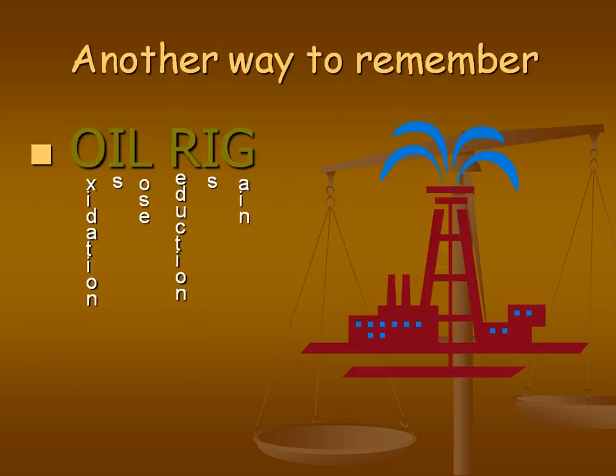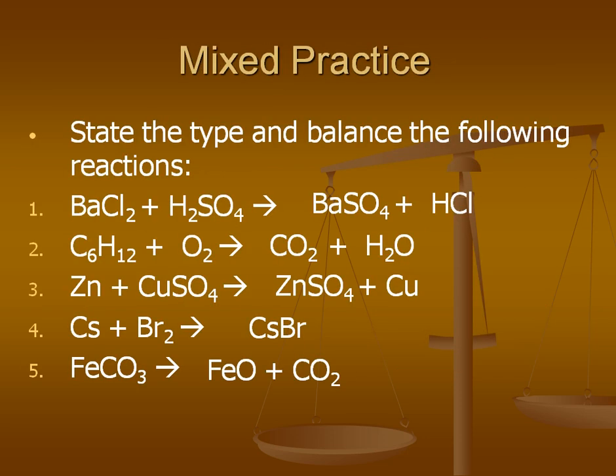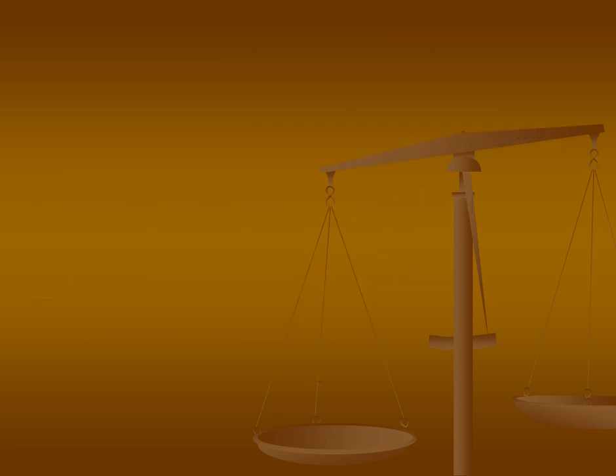Before that, we have some other parameters also for oxidation reduction. Basically oxidation means gain of oxygen, gain of a non-metal, loss of hydrogen, loss of a metal, and reduction is gain of hydrogen, loss of oxygen, gain of a metal, and loss of a non-metal. This is for your practice. State the type and balance the following reactions. Do the practice and identify the types of chemical reaction.